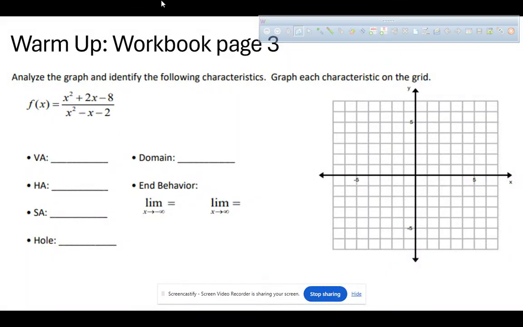All right, guys, so for these problems, the steps are written on the sideboard over there, right? The first thing you're going to do is you're going to factor. So when I factor this one, on the top I get x plus 4, x minus 2, and on the bottom I get x plus 1, x minus 2.